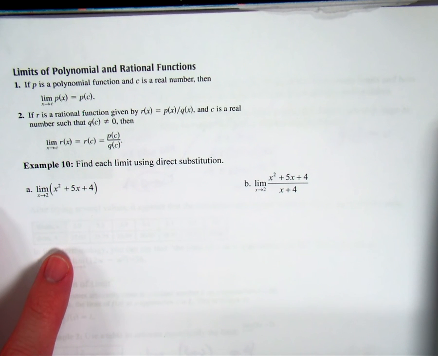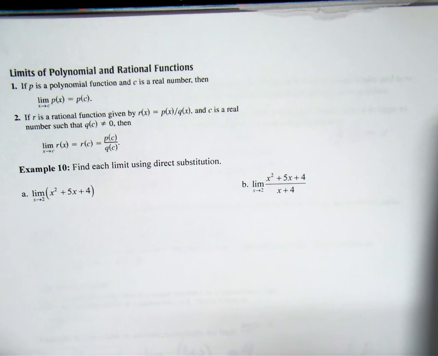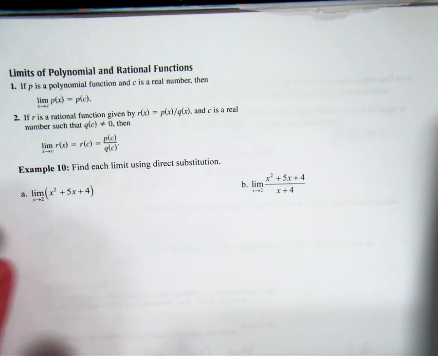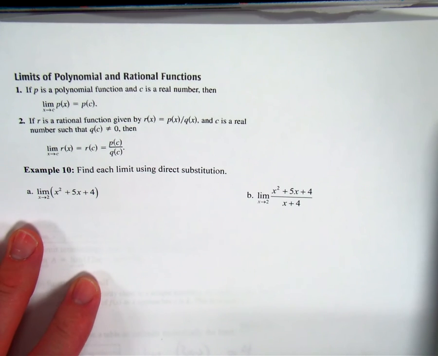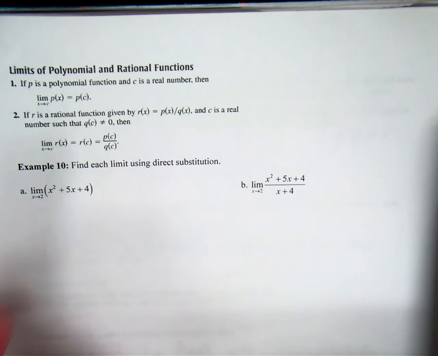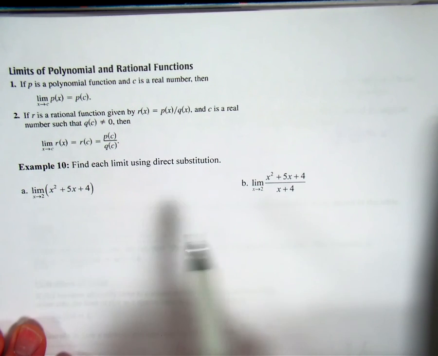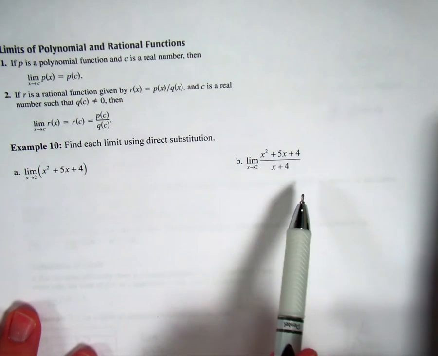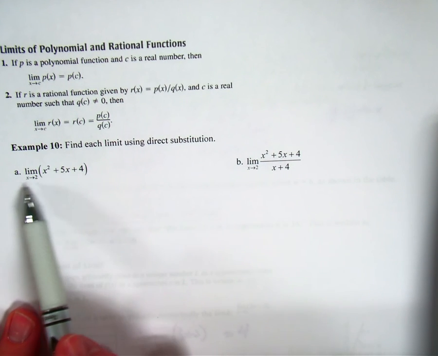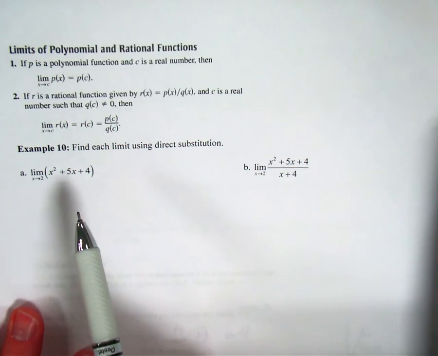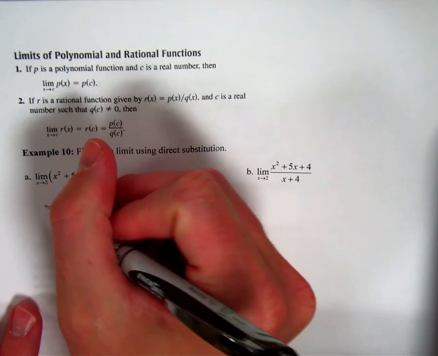And the limits of polynomial and rational functions. If p is a polynomial function and c is a real number, then the limit as x approaches c of p of x is just p of c, so you can substitute it in. In rational functions, we just have two polynomials being divided. Then you can substitute in and do the limits on the top and the bottom. So some friendly ones here, just as long as they don't equal 0 on the denominator, which they don't. We're just going with some more direct substitution today. Don't worry, things will get more complicated in the future.